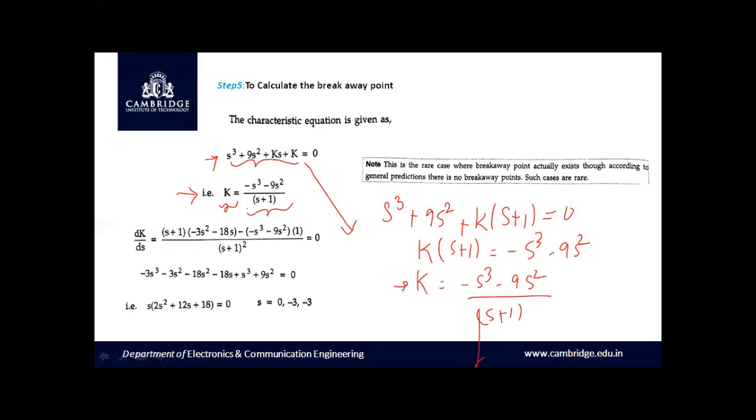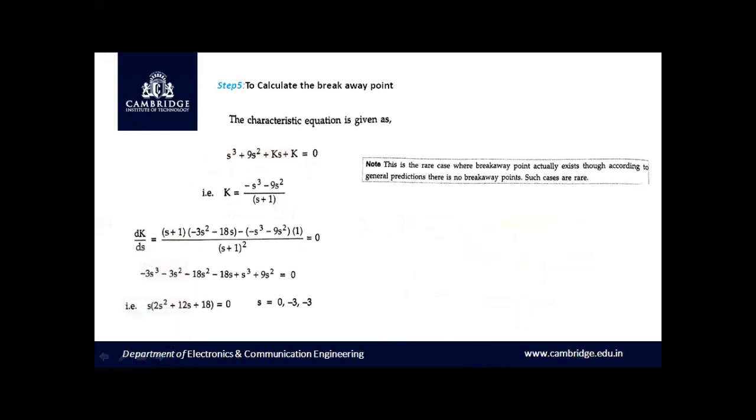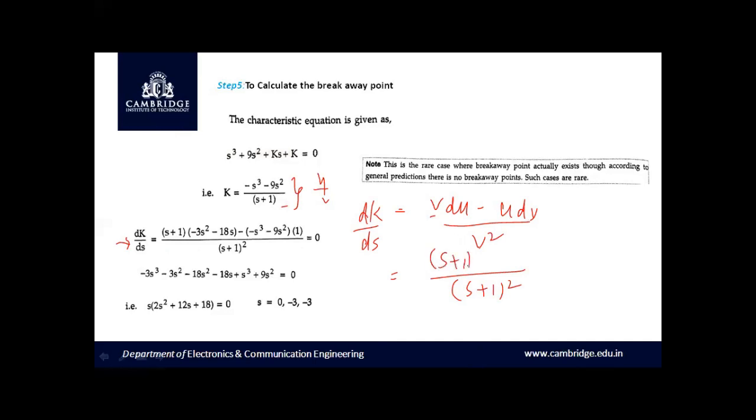Once after representing k in terms of the polynomial, then we have to differentiate k with respect to s and equate it to 0. dk by ds, and you have to equate it to 0. We have represented k here. Now we have to differentiate dk by ds. It is of the form u by v. We know the formula v du minus u dv divided by v square for dk by ds. So we have v as s plus 1. So the denominator will be of the form s plus 1 the whole square.